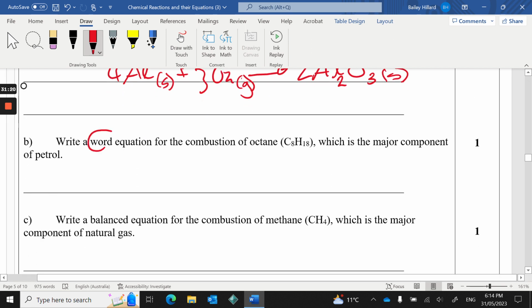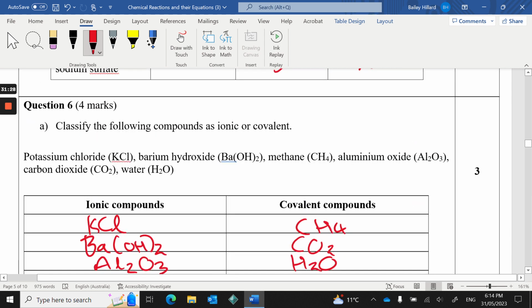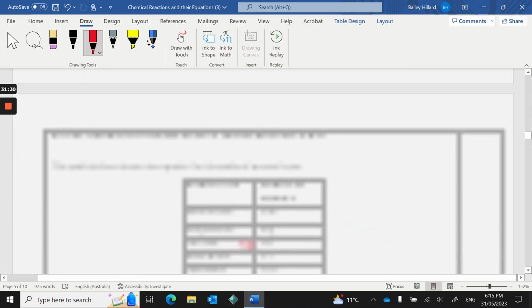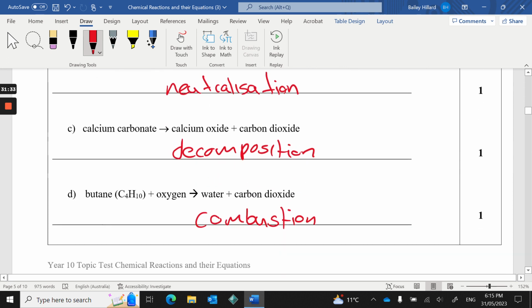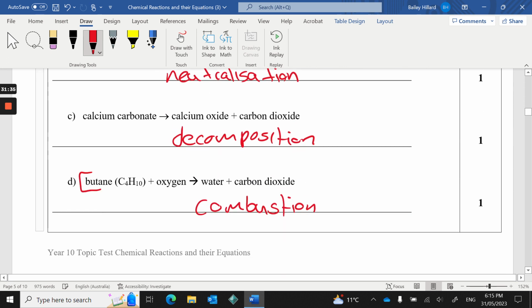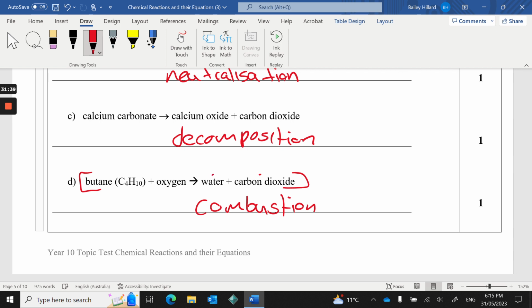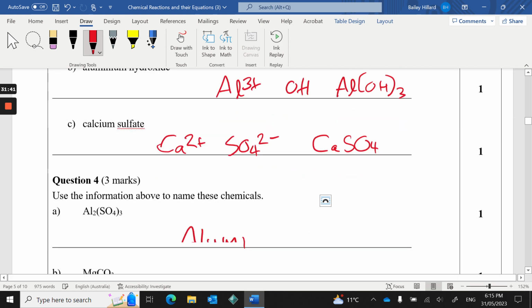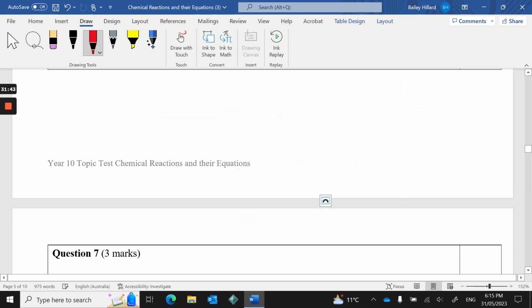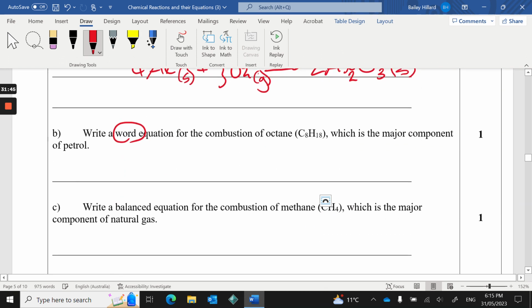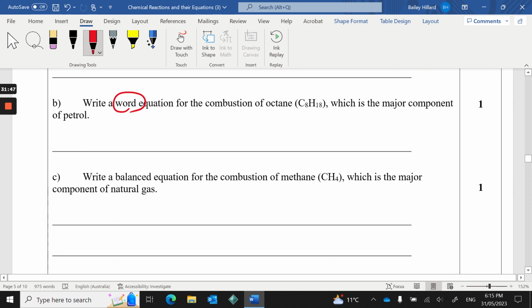Write a word equation for the combustion of octane, which is a major component in petrol. So word equation and its combustion. Again, reading the questions that we have, we actually set up here what combustion was. This told us, okay? So we know the products that we're going to get are water and carbon dioxide, and we're reacting with oxygen, which is actually a really important point. Again, I just want to reiterate using the test to your advantage.